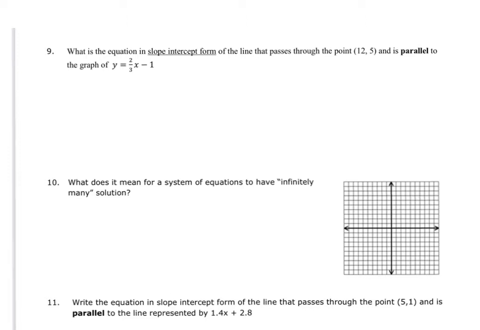Don't be intimidated. It says, what is the equation in slope-intercept form? Okay, so slope-intercept form is y = mx + b. Okay, passes through the point (12, 5), which is our point x1, y1. Okay, and is parallel to the graph, so we know parallel lines have the same slope.